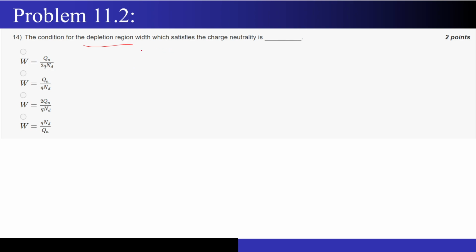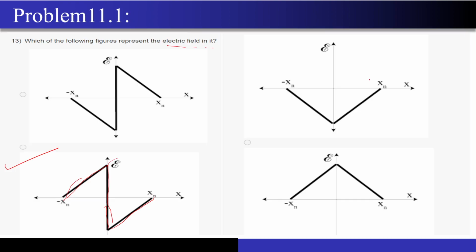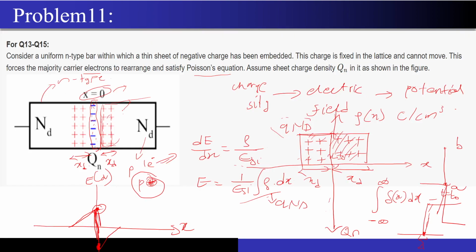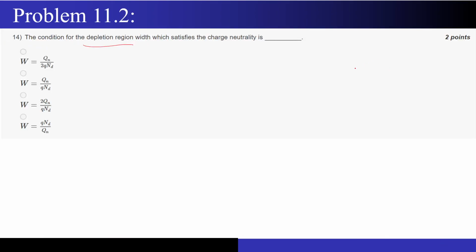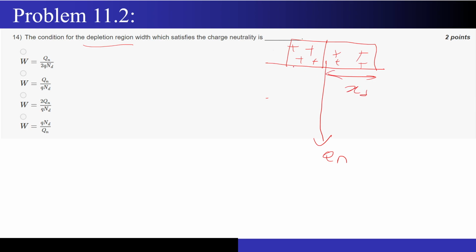Now the next question was the condition for the depletion region width which satisfies the charge neutrality. We already know how to satisfy the charge neutrality, so let me draw the diagram again. This was your Qn, and correspondingly you have this sheet, you accumulated the charges over here. Let's say this is xd, and this is also xd, correct? And this is my charge density diagram, rho of x versus x. I already told you this is nothing but q times nd, because you have n type semiconductor.